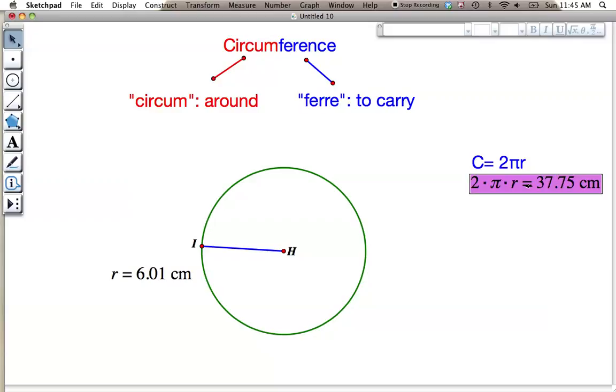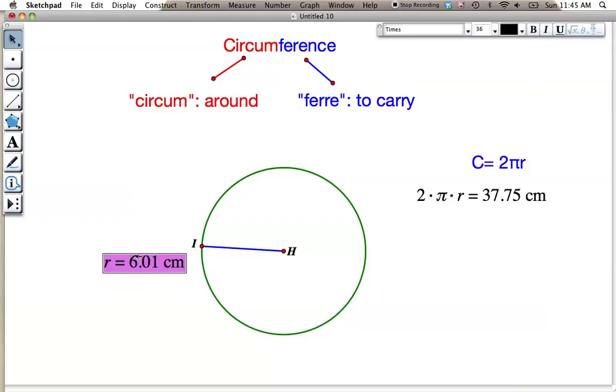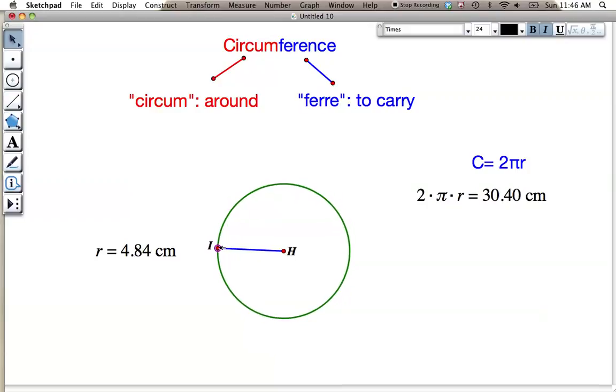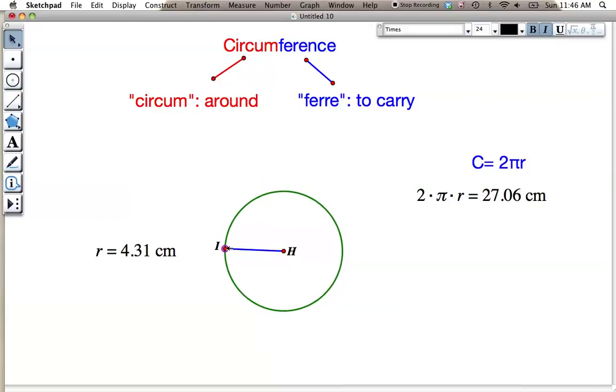37.75 centimeters. Notice how the units are centimeters and not centimeters squared. Circumference is a measure of length, which is a one-dimensional measure. So that makes sense that it's just centimeters to the first power. If we were talking about area, then it would be centimeters squared. And you can see that as I change the radius, my circumference changes.